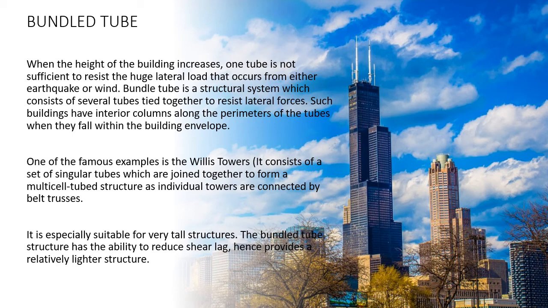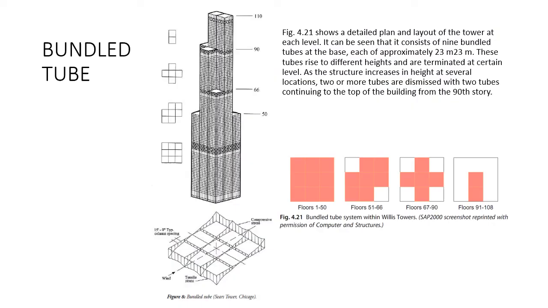It consists of a set of singular tubes which are joined together to form a multi-cell tube structure, as individual towers are connected by belt trusses. It is especially suitable for very tall structures. The bundle tube structure has the ability to reduce shear lag, hence provides a relatively lighter structure.